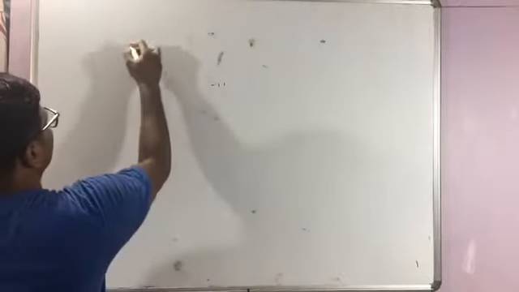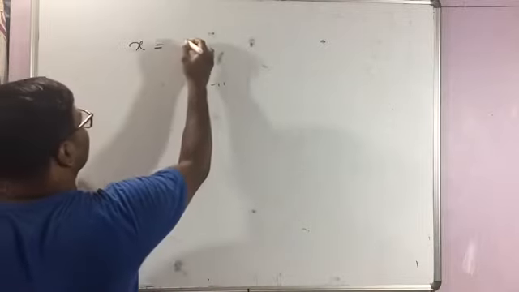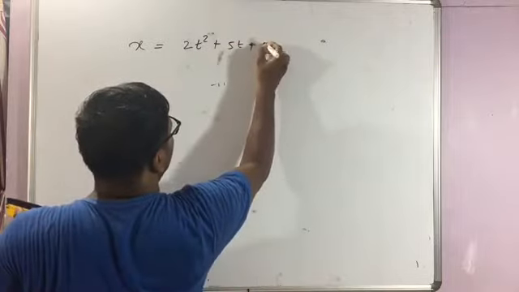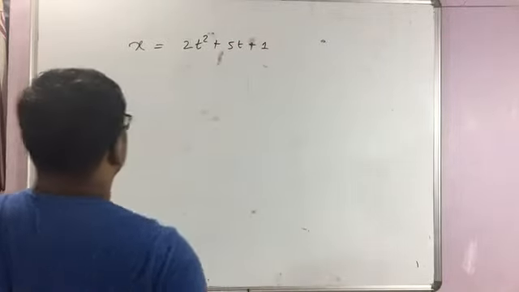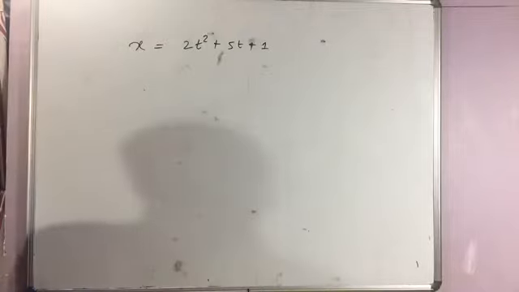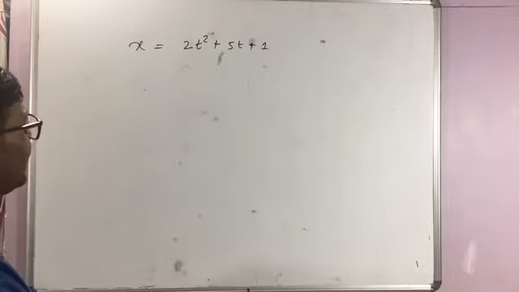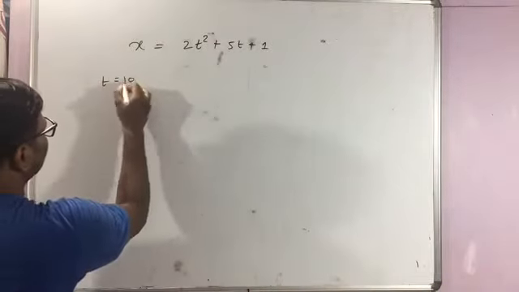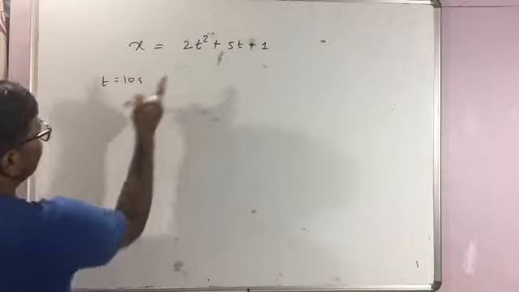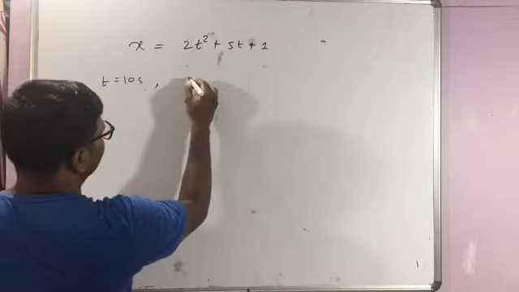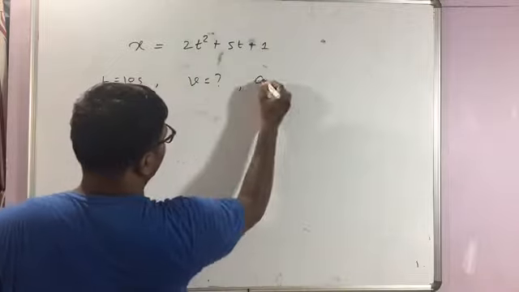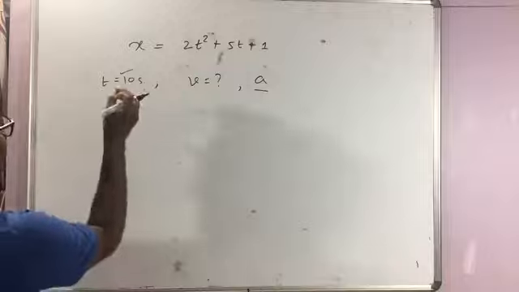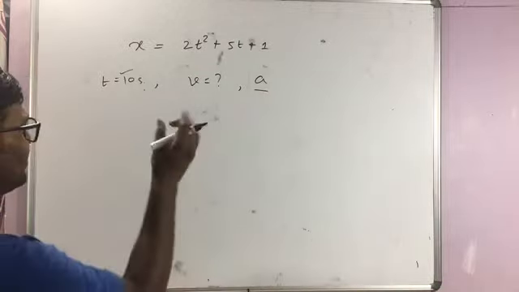Suppose the position and time relation is given here, like x is equal to 2t square plus 5t plus 1. The question is, find out the acceleration of the particle at t is equal to 10 seconds and the velocity of the particle at the same time. Here x is in meter, time is in second. So at t is equal to 10 seconds, find v and a. At 10 seconds means instantaneous, I have already told you. If it is asked at a particular time, then that is your instantaneous value.